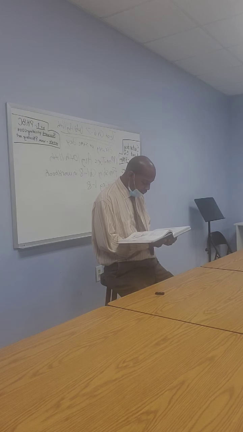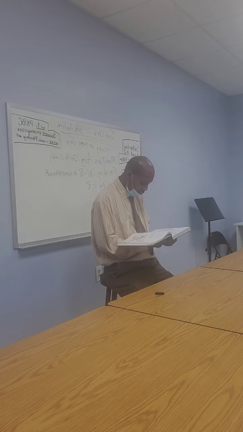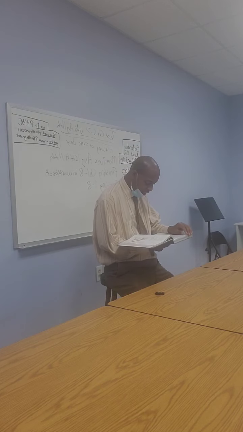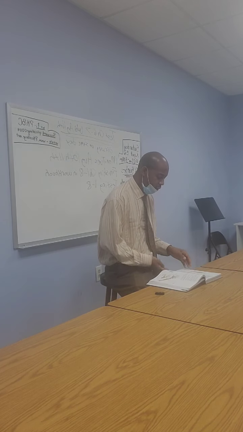The spinal cord is the portion of the central nervous system that originates in the brain and extends down to the lower extremity of the trunk. It is protected by the spinal column. 31 pairs of spinal nerves extending from the spinal cord are distributed to the muscles and skin of the trunk and limbs. Okay.